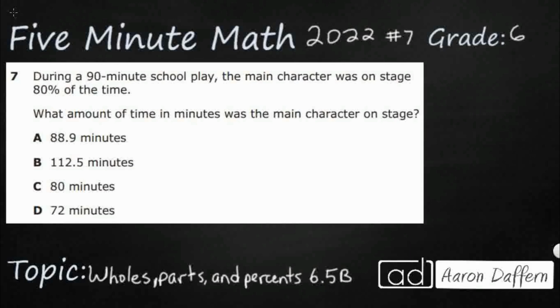So this is a pretty straightforward problem here. We've got a 90-minute school play. Then the main character was on stage 80% of the time, so we need to turn that 80% of 90 minutes into actual minutes. And we've got 4 different options there. But what does this mean when we take 80% of a number?